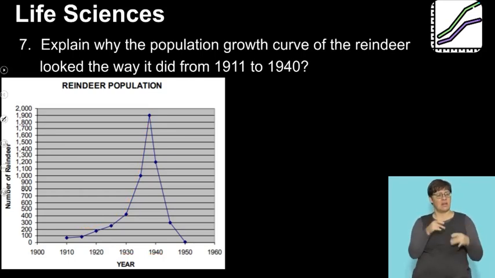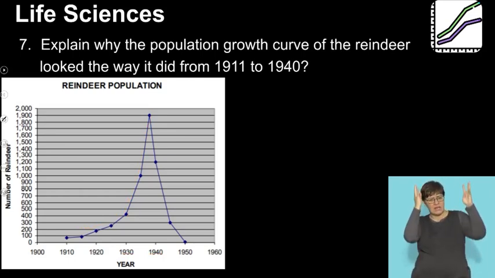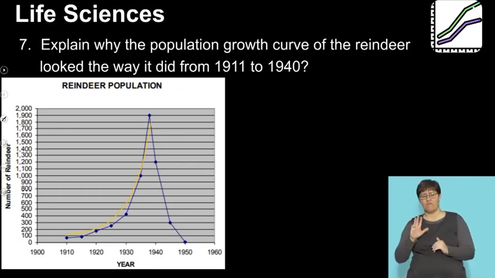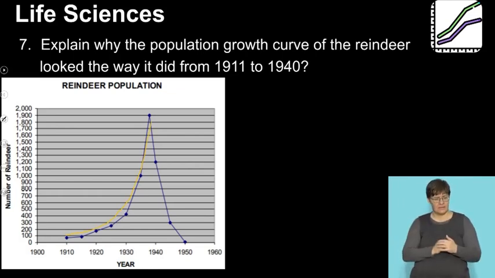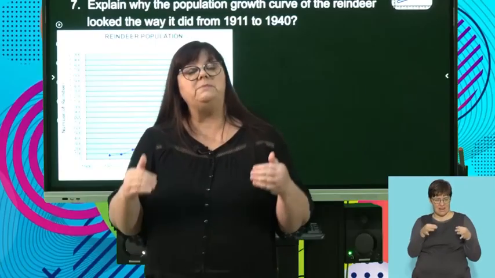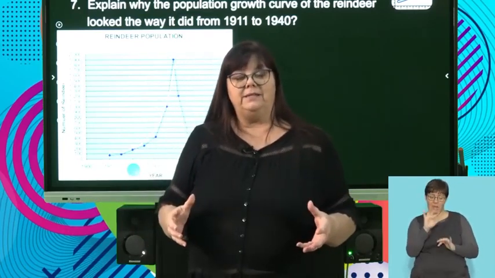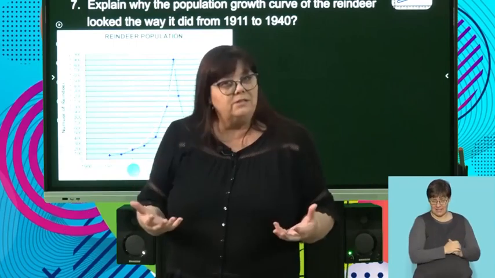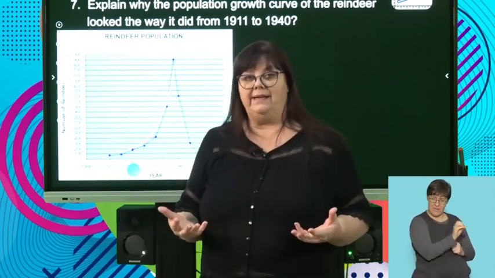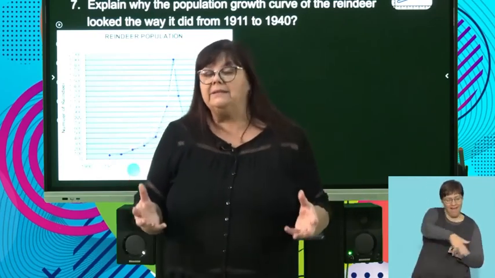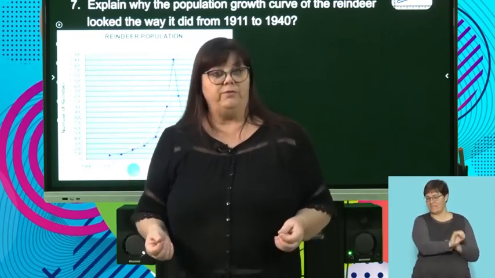Explain why the population growth curve of the reindeer looked the way it did from 1911 all the way up to 1940. What we are doing then is we're explaining the very typical exponential curve. So we're saying that they were introduced to the island. There must have been lots of food available on the island. We see that it was the correct or ideal conditions for this group of reindeer.